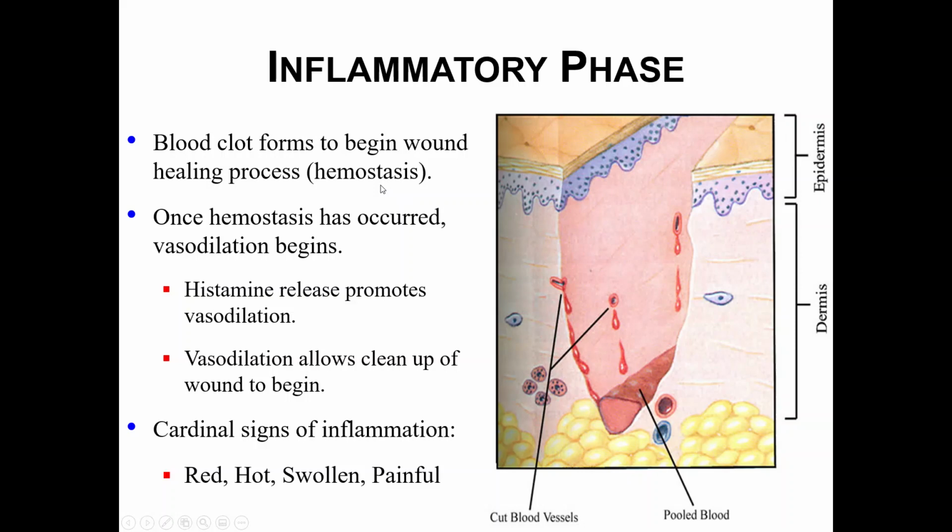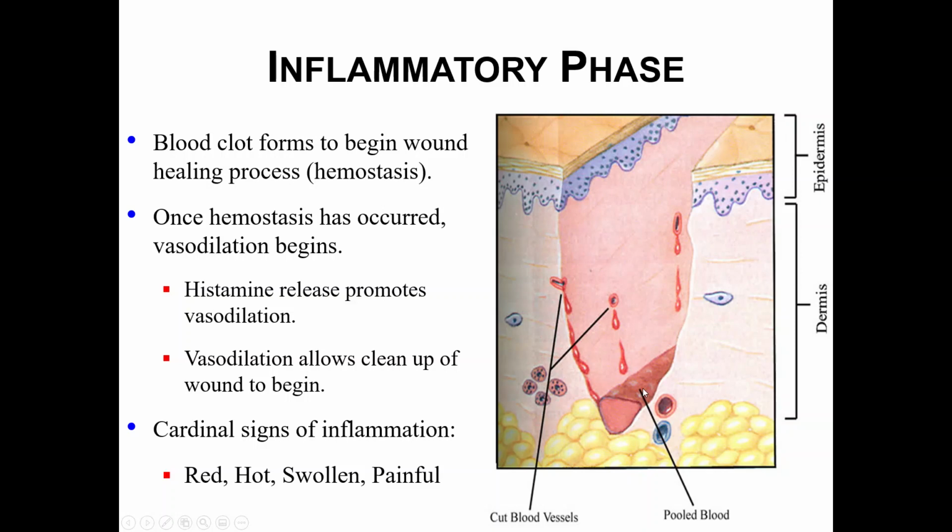Okay, once hemostasis or blood clotting has started, we are going to do a little bit of vasodilation. Okay, so vasodilation means we're going to open up those blood vessels a little bit more. Why are we doing that? Well, we need to recruit some of our cells and substances that are going to be involved in healing this wound, and so they have to get here. Okay, histamine is one of the things that promotes vasodilation. Okay, and it's just going to allow us to start the cleanup process. The cells that are involved in the cleanup need to get to the site of cleanup.